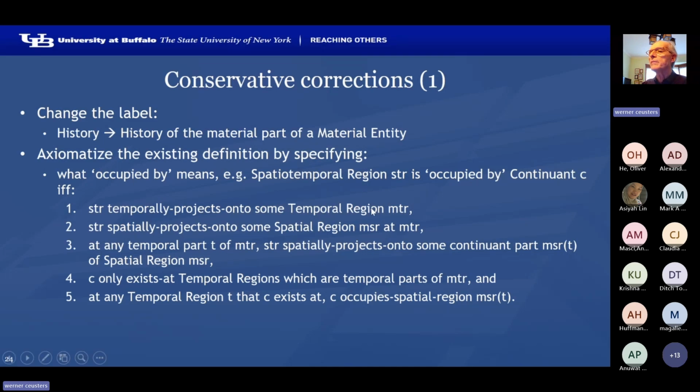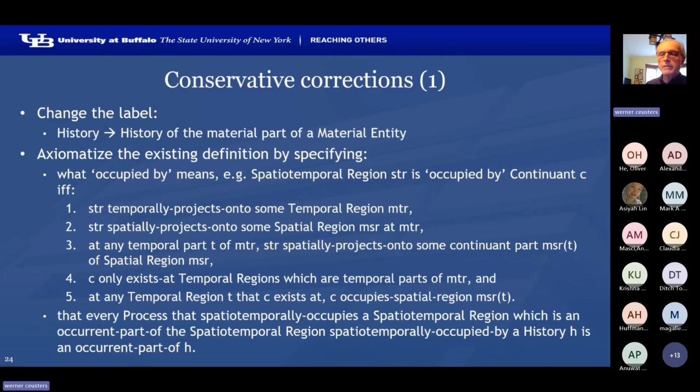For instance, here a spatial-temporal region STR is occupied by a continuant C if and only if, and then these 5 requirements. The second part that we have to do is to deal with that issue, the sum of the totality of processes of. Now, that is also not too difficult. We can make an axiom that says every process that spatio-temporally occupies a spatial-temporal region, which is an occurrent part of the spatial-temporal region spatio-temporally occupied by a history H, is an occurrent part of H.